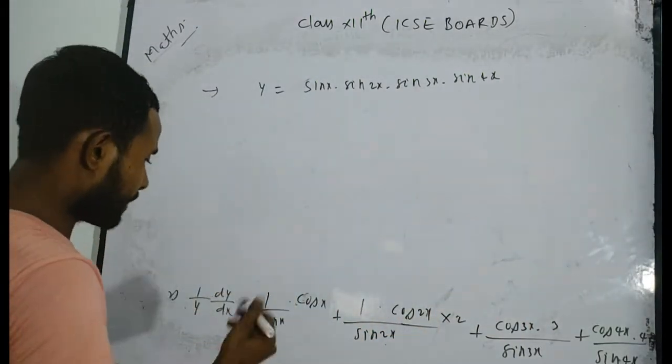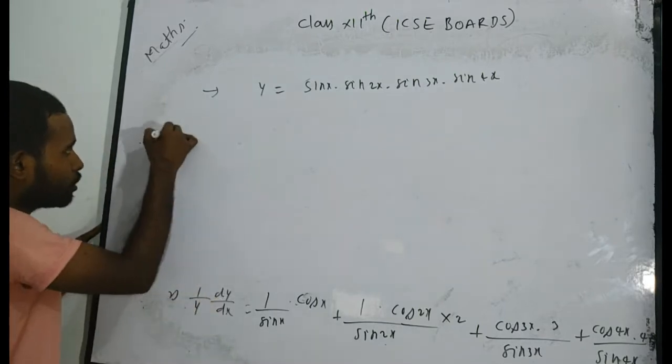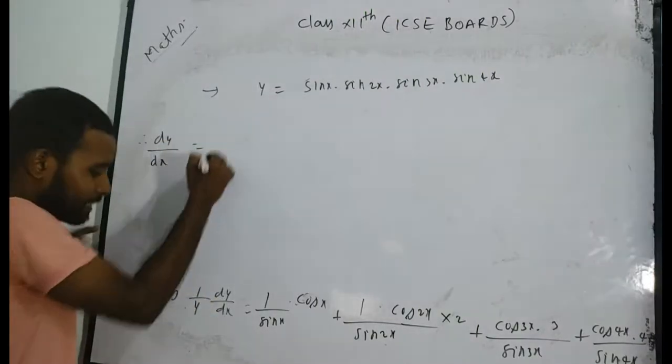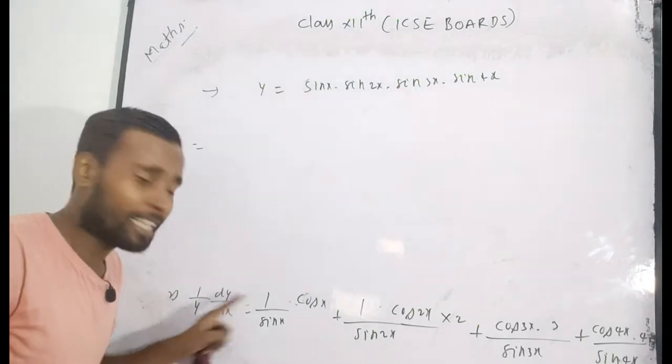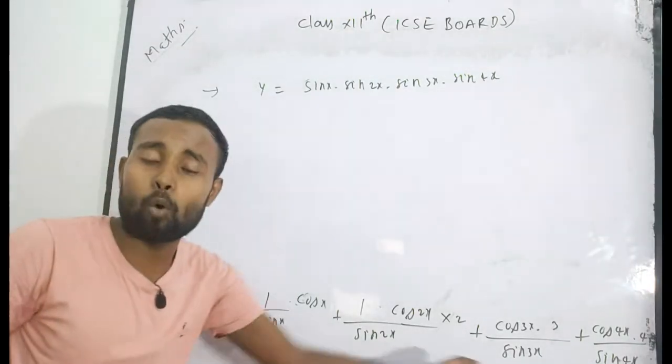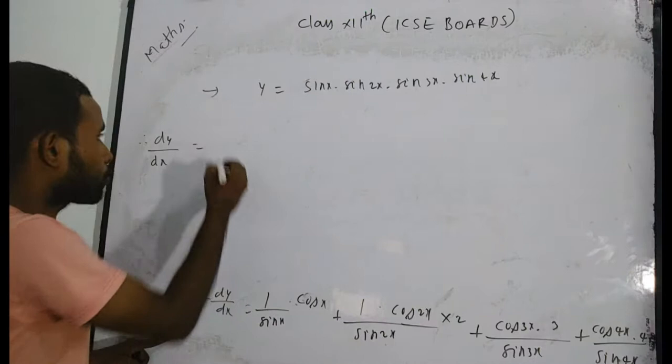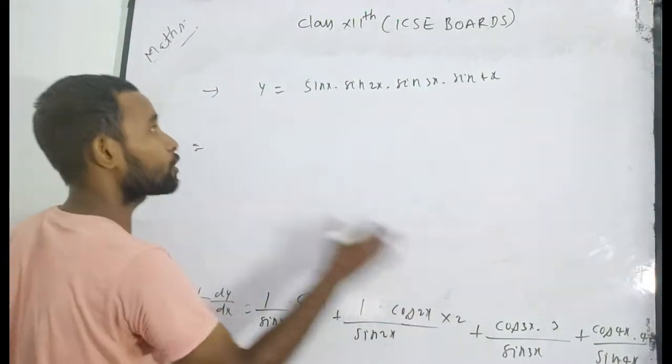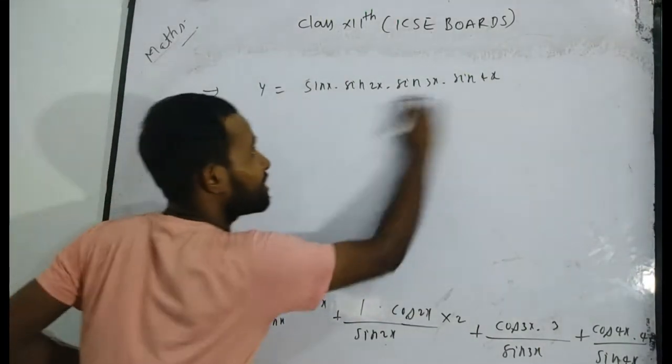Now you can tell me, sir, dy dx, and this 1 upon y will go to the right side. In that case, y becomes a multiplier on the whole expression of the RHS. That means y times the whole expression. What is the value of y? The value of y is this.